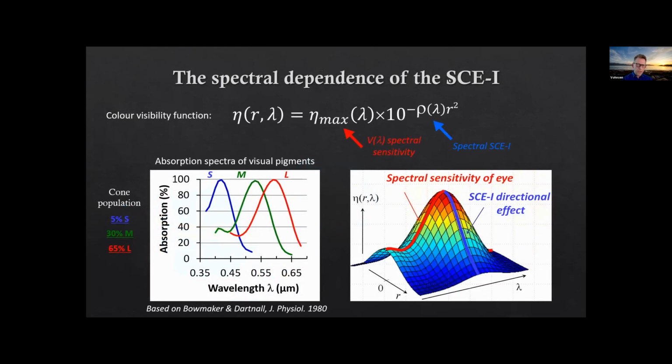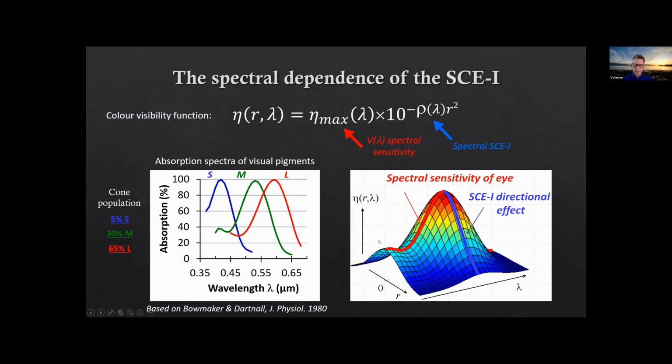Nevertheless, we could go back to the original Stiles-Crawford function and write it out a little more sophisticated here. Here we have the peak of visibility now expressed as a function of wavelength. This is essentially the V lambda curve of the eye. If we take a cone population of very few S cones, maybe 30% M cones and 65% L cones, then we get the typical V lambda curve of the eye. And then we can multiply this onto the Stiles-Crawford function.